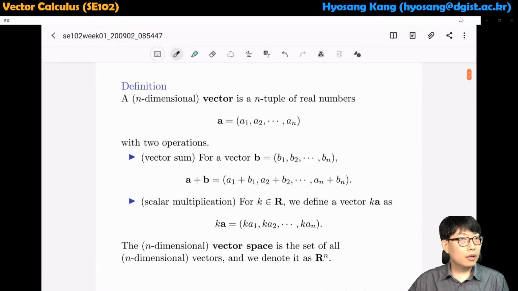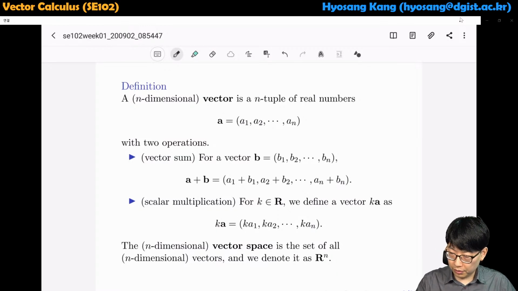Okay, to start, let's define the vector first. I will explain later why we are starting from the vector when we study multivariable calculus. A vector is an n-tuple of real numbers. This is the very basic definition. Maybe it's not the same definition as when you learned vectors in linear algebra, but simply put, a vector is a collection of n real numbers, and it requires two operations: one is the sum and the other is scalar multiplication.